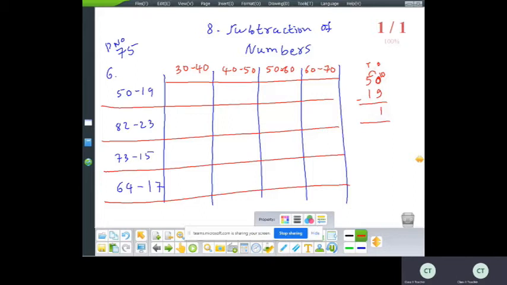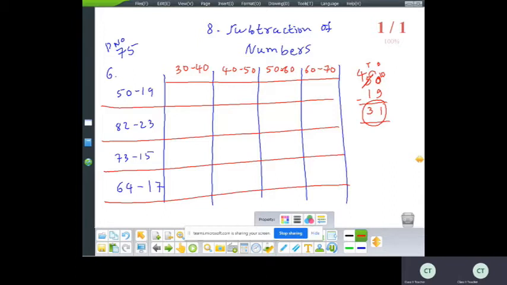From 5 tens, we took 1 ten as borrow. 5 minus 1, 4. Now subtraction in tens. 4 minus 1, 3. Answer is 31. Yes, our answer is 31.